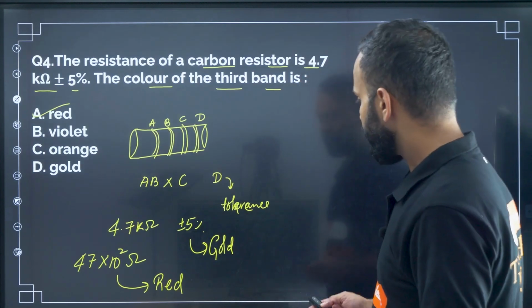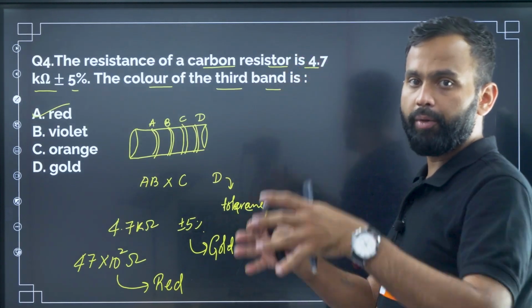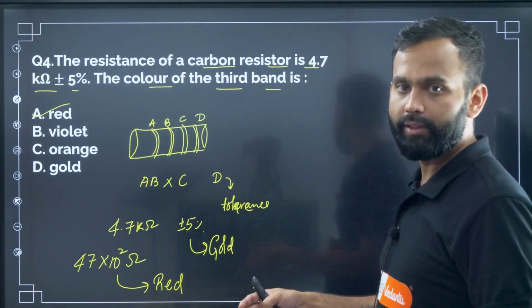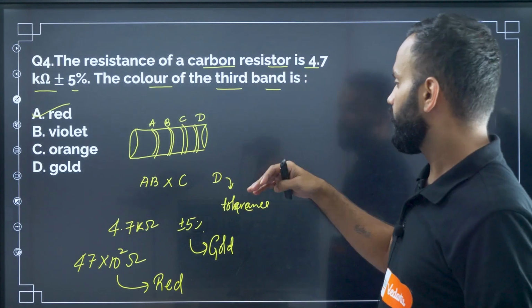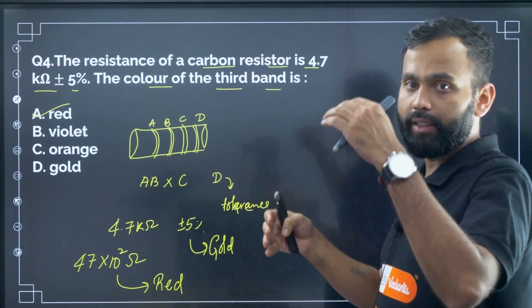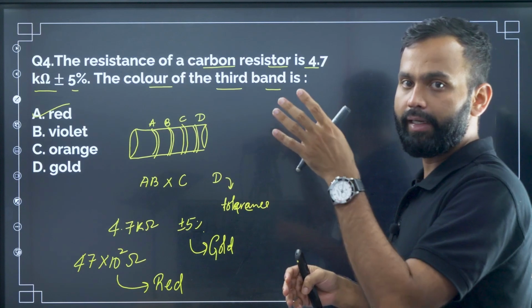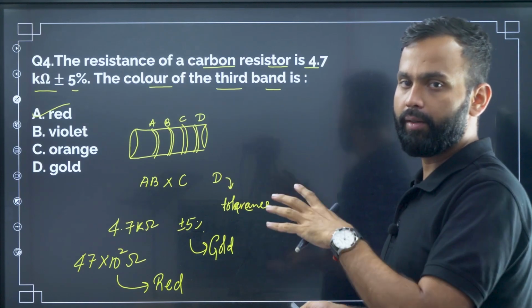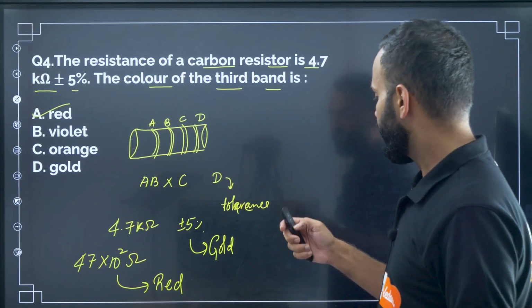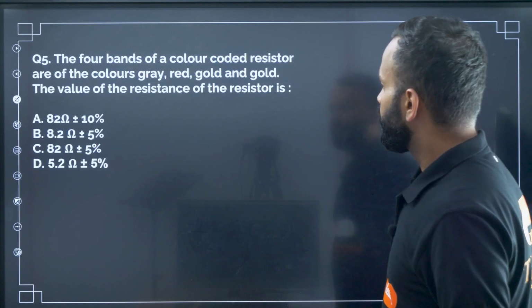Okay. Simple one, right? So you should remember the tables, every color, and then the numbers, the number which represents every color. Yeah. Next question, question number 5.